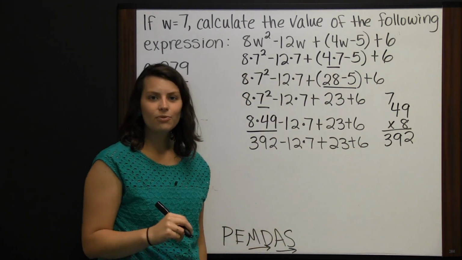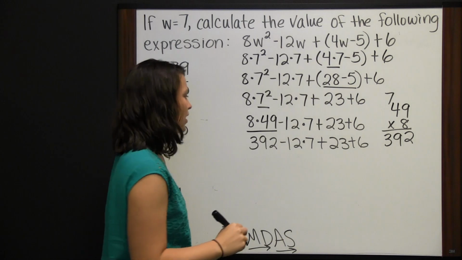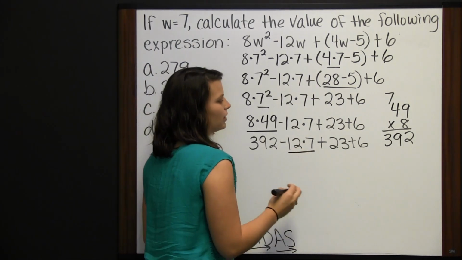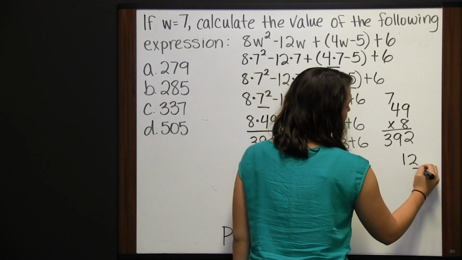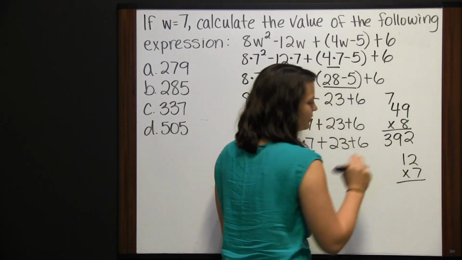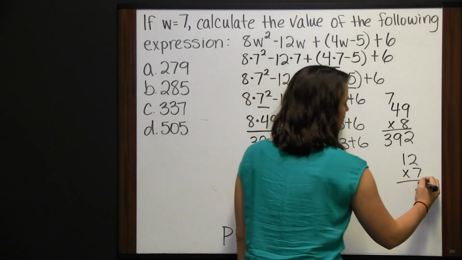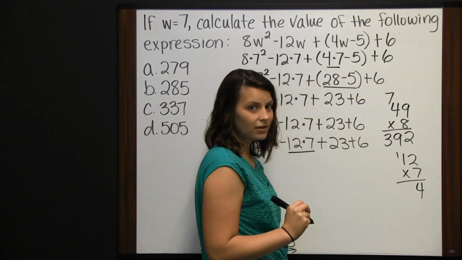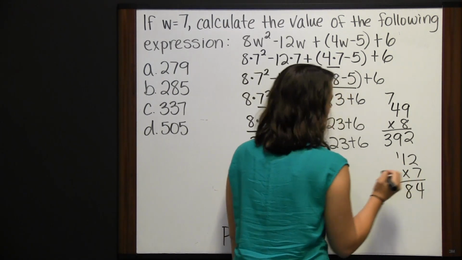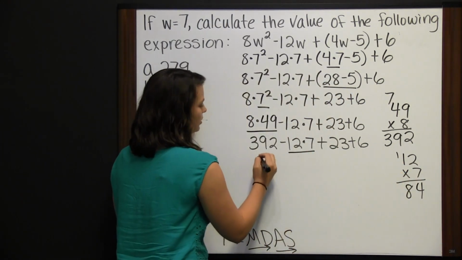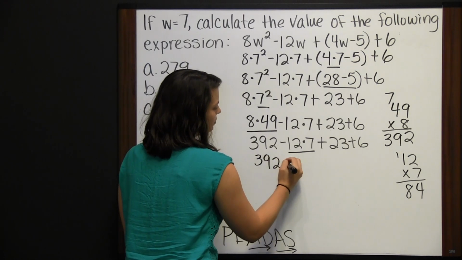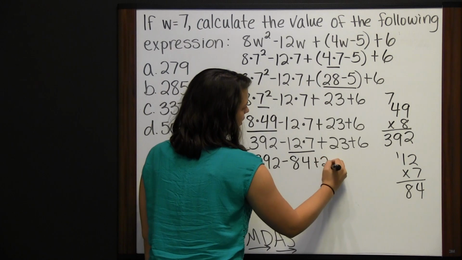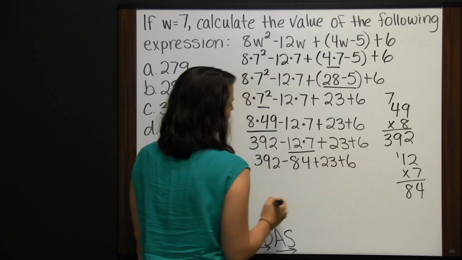We need to continue multiplying and dividing from left to right. So next I see 12 times 7. So we'll multiply that. 12 times 7. 7 times 2 is 14. Write the 4, carry the 1. 7 times 1 is 7, plus 1 is 8. So that's 84. Bring down the 392 minus 84 plus 23 plus 6.